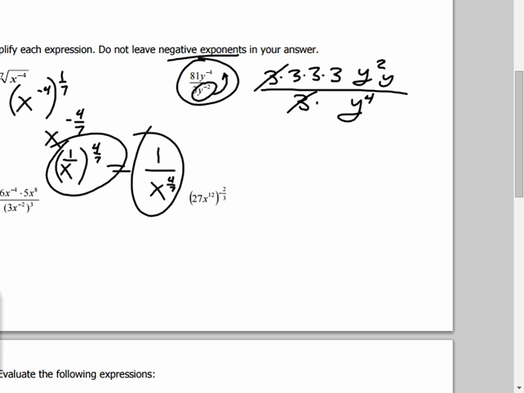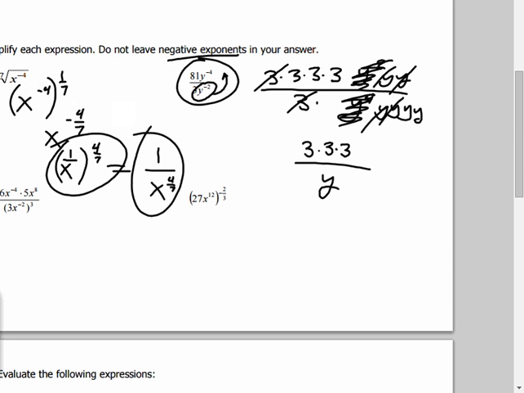All right, I'm going to do that. Now I can cancel off some of those. Cancel, cancel, cancel, cancel. That's why I like factoring so much, because it leads you to cancel stuff. 3 times 3 times 3 all over y squared, which is 27 over y squared. There's my answer.